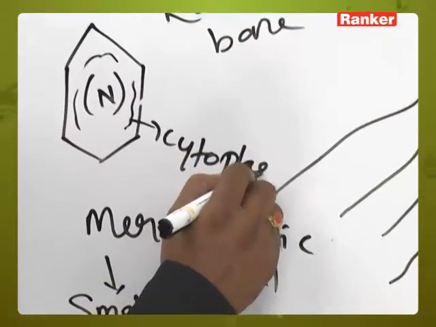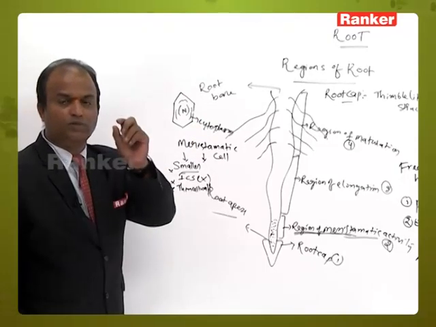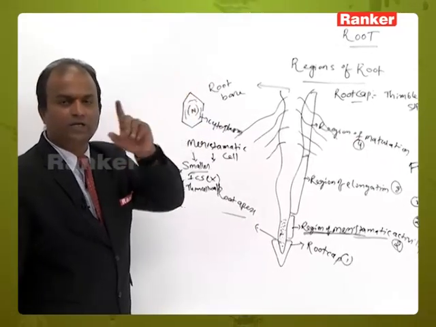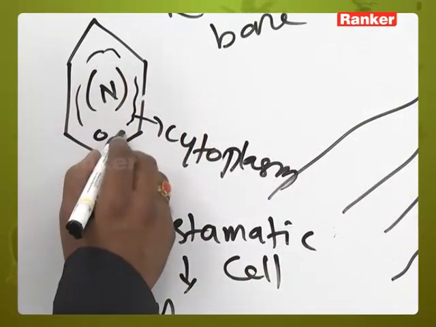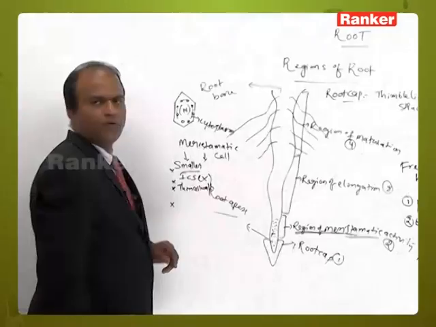Surrounding it shows which one? Cytoplasm. In the cytoplasm, whether it is showing smaller vacuoles or bigger vacuoles, it shows smaller vacuoles. It shows which vacuoles? Smaller vacuoles.